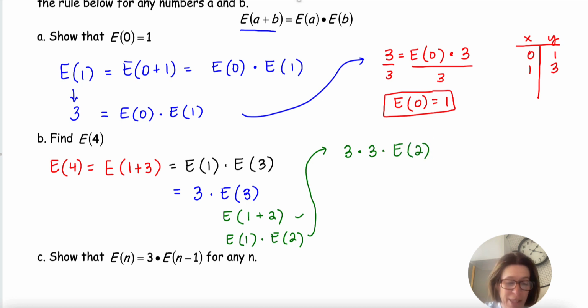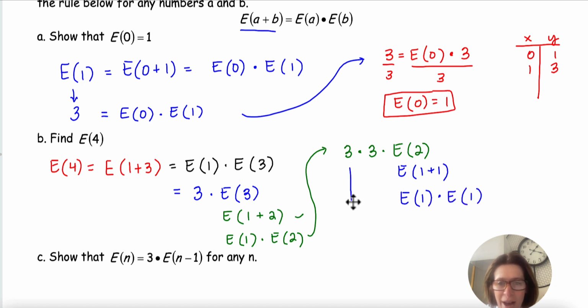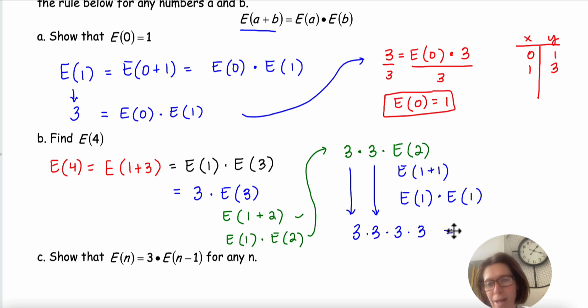All right, I'm going to have to do this one more time because e of 2 I could rewrite as e of 1 plus 1, which would be e of 1 times e of 1. So now we can see that we've got 3 times 3 times 3 times 3. And so that would give me 81. Okay, so e of 4 is 81.